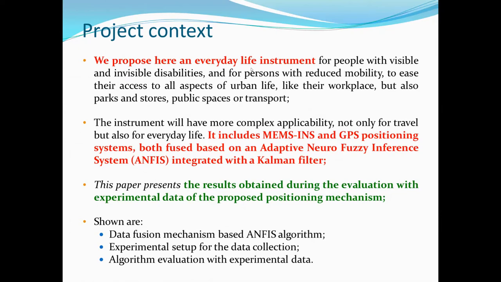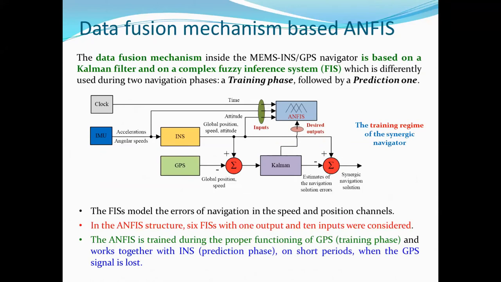In this paper, you will see the results obtained during the evaluation with experimental data of our proposed positioning mechanism. Shown are the data fusion mechanism based ANFIS algorithm, the experimental setup for the data collection, but also the algorithm evaluation with experimental data. The data fusion mechanism based adaptive neurofuzzy inference system is based on a Kalman filter and on the complex fuzzy inference system. We see that we have six fuzzy inference systems included in the ANFIS.